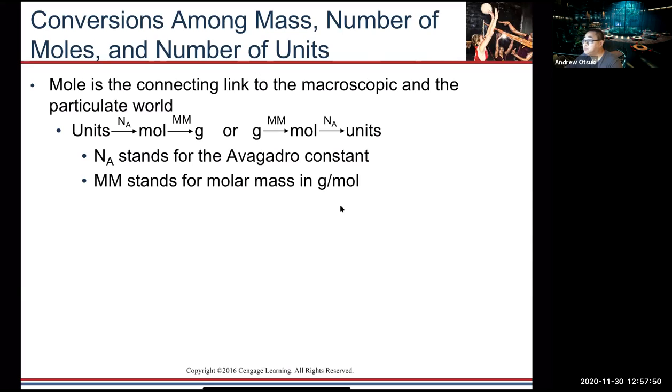So these are the links between the macroscopic and the particulate world. MM stands for molar mass, grams per mole. NA stands for Avogadro's number or constant. Okay.